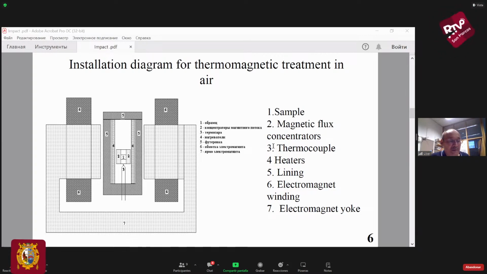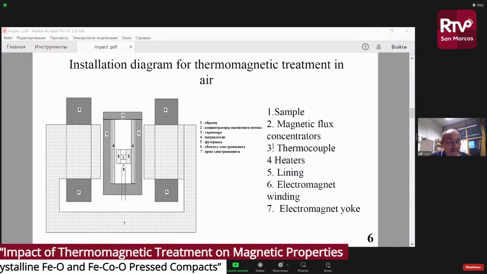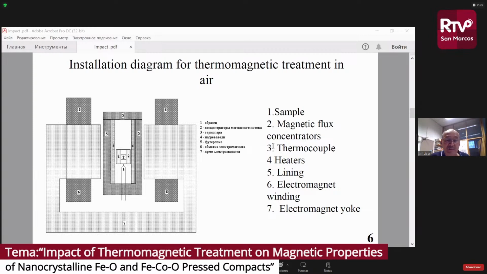To provide MPT in vacuum, we used a vacuum furnace. The processing temperature was 250 degrees centigrade. The magnetic field strength in the system was 4 kilogauss.